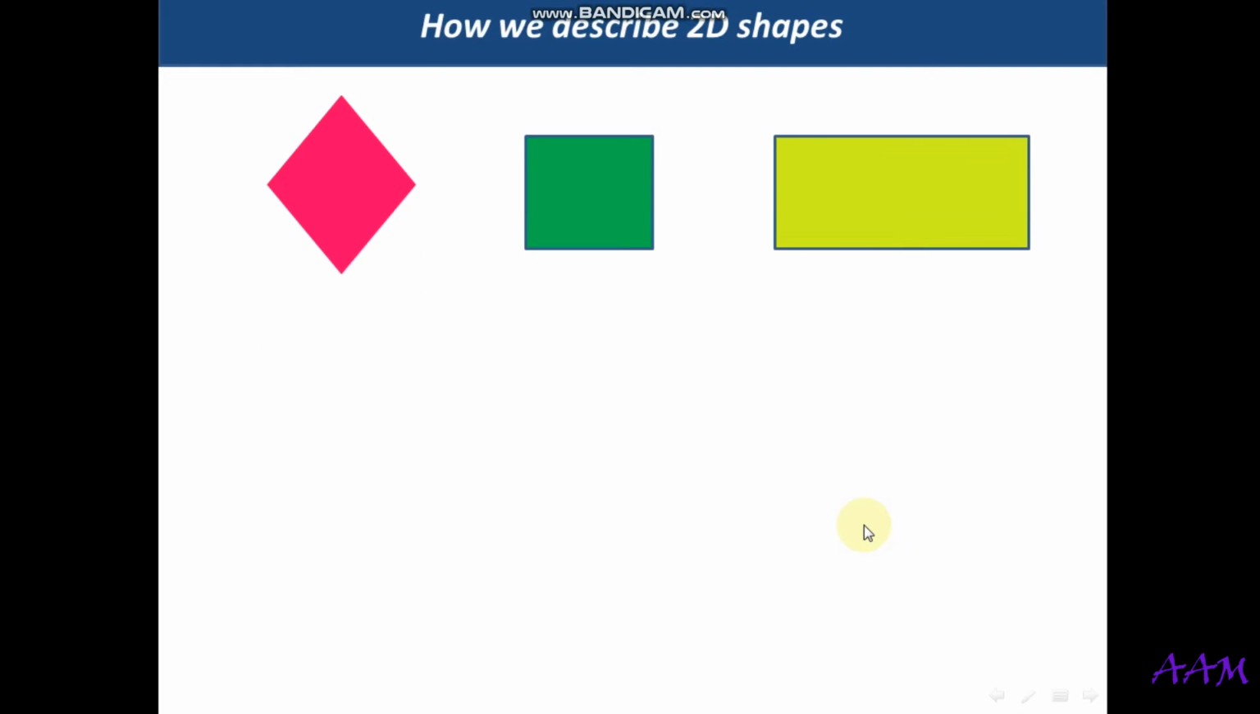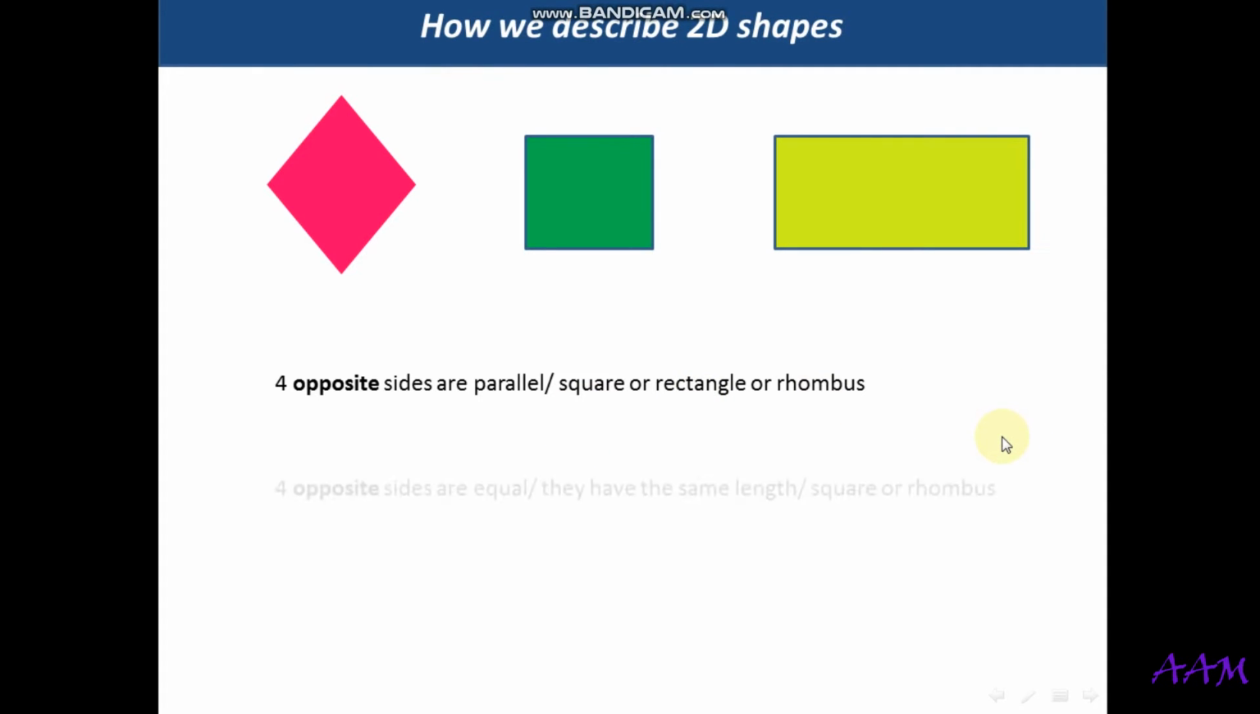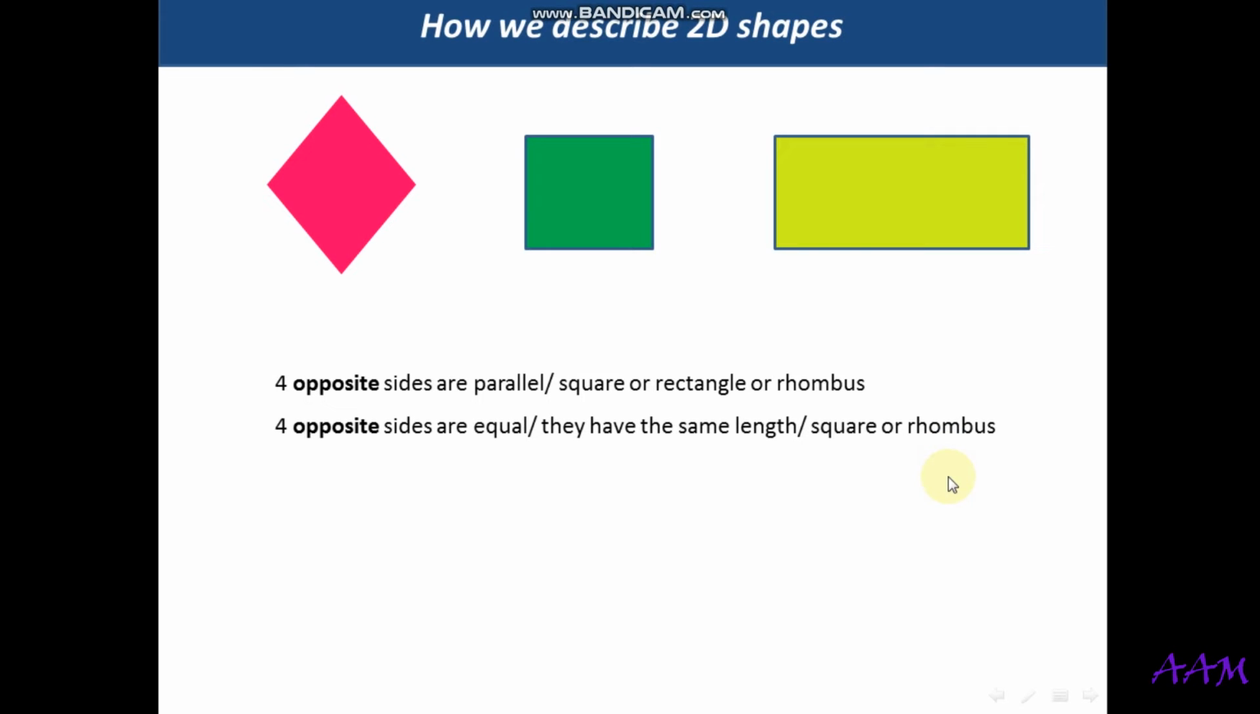We go again to these three shapes. We see how this works again. So again, in the question I tell you four sides are parallel. Again, they are all parallel. I don't know which one. Square, rectangle, and rhombus are all parallel. I go to the opposite sides being equal. Four opposite sides are equal.